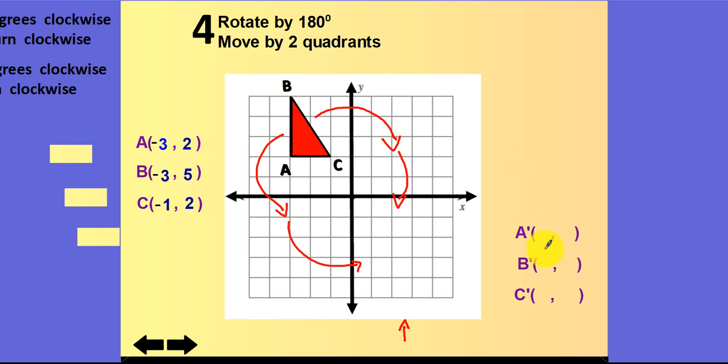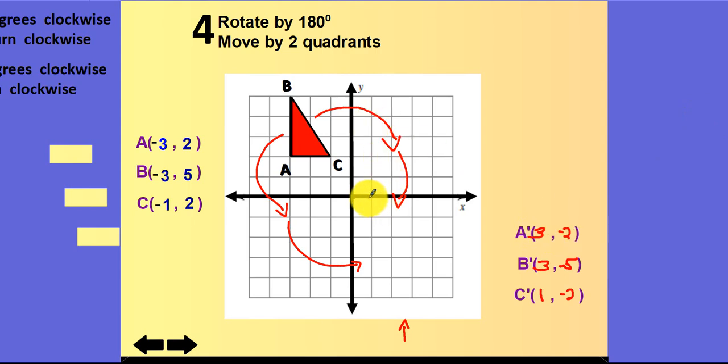Alright, so for my A, the new point A will become, so that's negative 3, make it positive. That's positive 2, make it negative 2. I have negative 3 here, so make it positive. Just change the sign. I have positive 5, make it negative 5. C is negative 1, so make it positive 1. And then 2 is positive, make it negative. And then just plot these points.